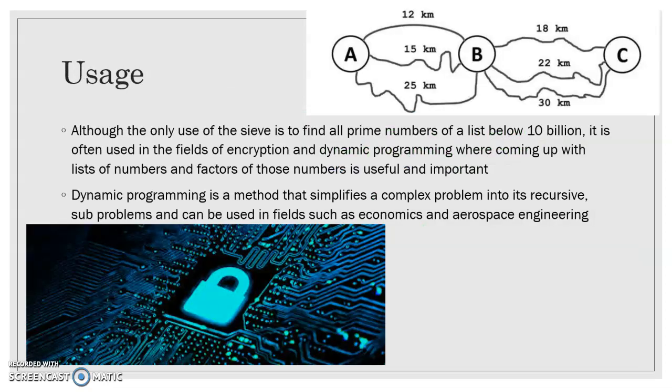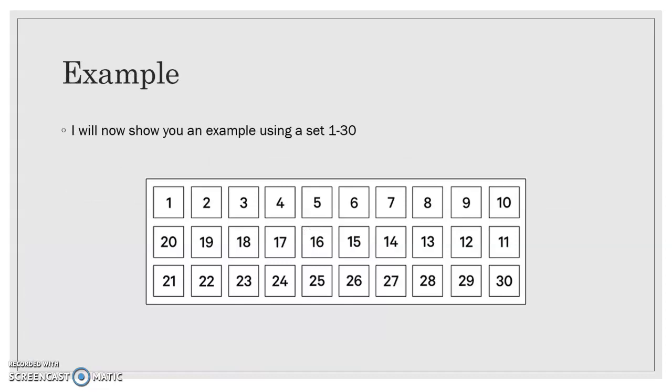Usage. Although the only use of the sieve is to find all prime numbers of a list below 10 billion, it is often used in the fields of encryption and dynamic programming, where coming up with lists of numbers and factors of those numbers is useful and important. Dynamic programming is a method that simplifies a complex problem into its recursive subproblems and can be used in fields such as economics and aerospace engineering.